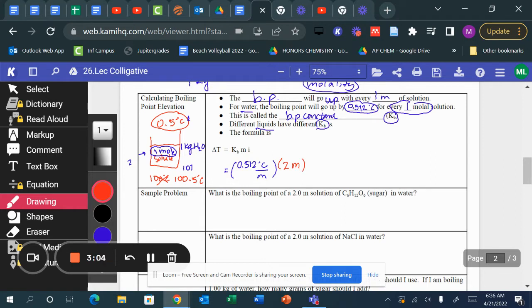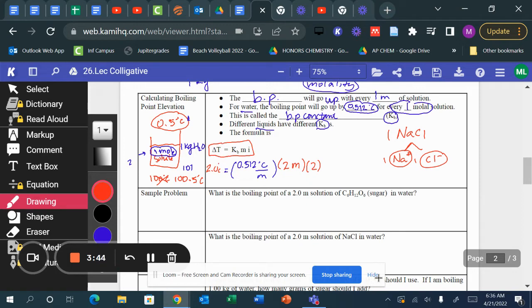Now, if you have NaCl, you know that it will have 2 pieces, Na plus and Cl minus. For every 1 molal of this, you're going to get 1 of these and 1 of these. You're going to double the effect again, 2. So now your boiling point will go up half a degree times 2, that's 1, and times 2 again, that's 2. It'll go up by 2 degrees. So 2.0 degrees Celsius.